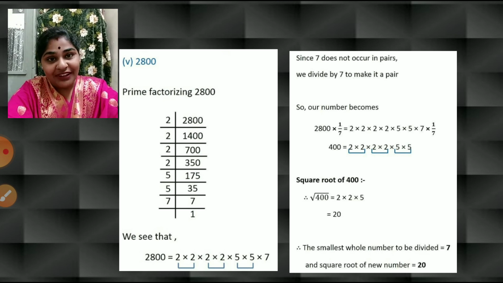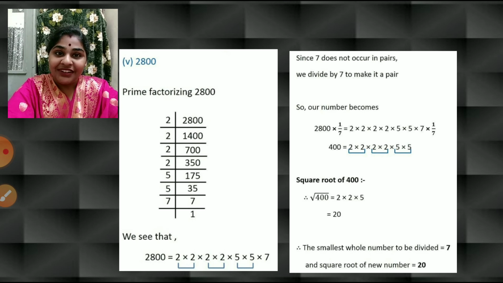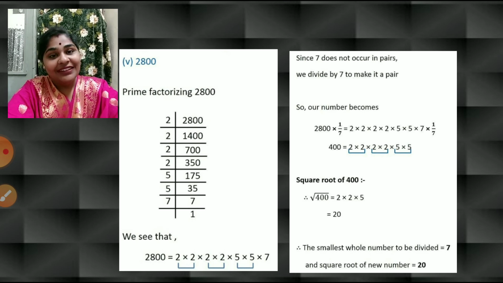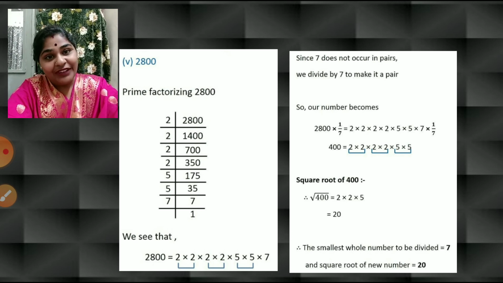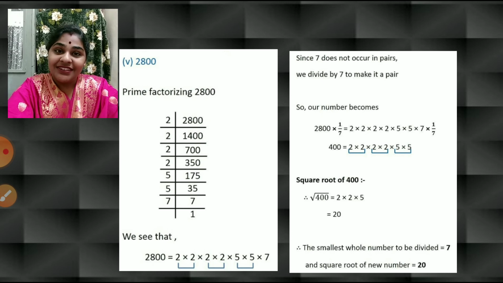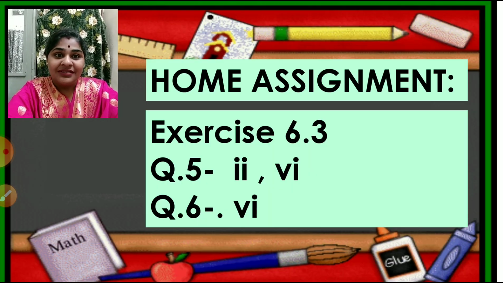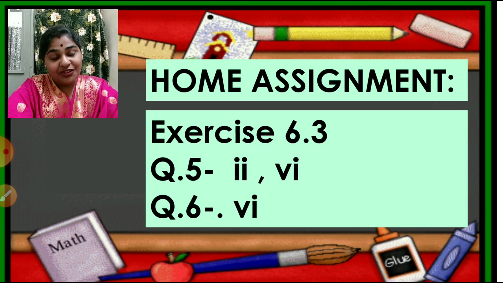You have to first prime factorize. Start pairing the factors, whichever is left alone, that you have to divide both the sides. And after dividing, you will get a new number. Find the square root of that number by pairing the factors. Take one number from each pair, and when you multiply, you will get your square root. So this was today's session, what we have learned, children.